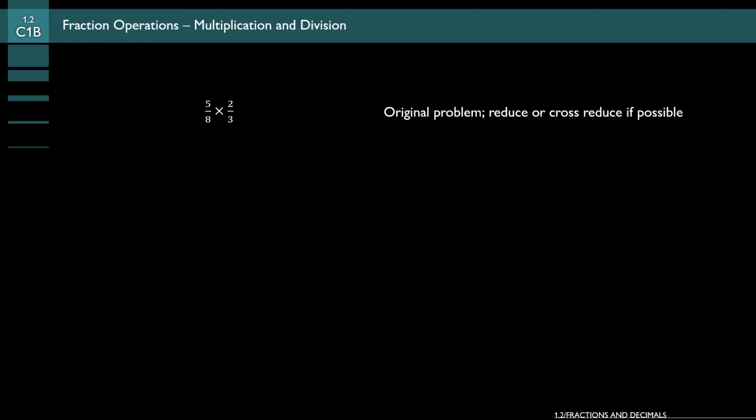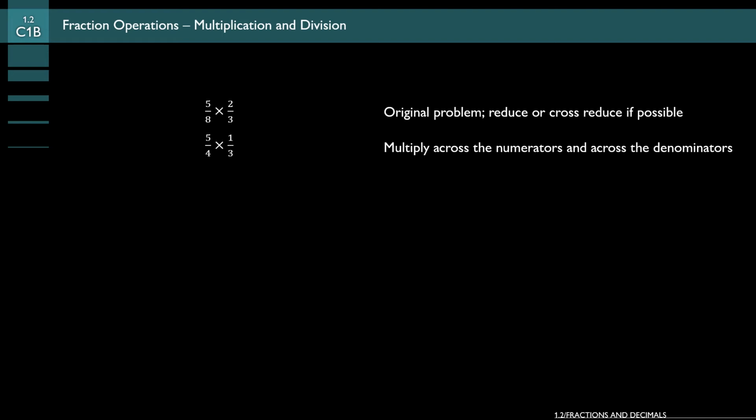So you have to ask yourself, what number goes into both 2 and 8? And the answer to that is 2. So what is 2 divided by 2? It's 1. What is 8 divided by 2? It's 4. So our new fractions that we're going to be multiplying are 5/4 times 1/3. At this point, we've reduced everything as much as we possibly can. So now we're going to multiply across. We're going to multiply the numerators, and then we're going to multiply the denominators.